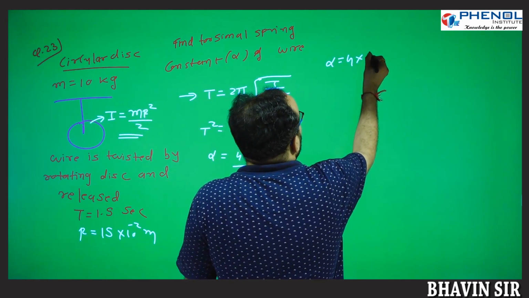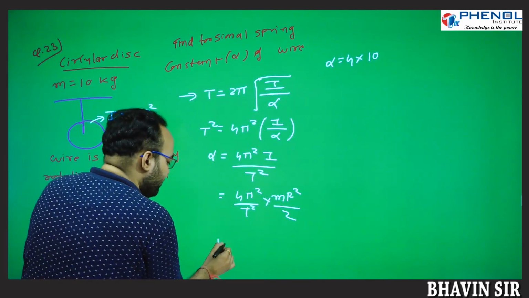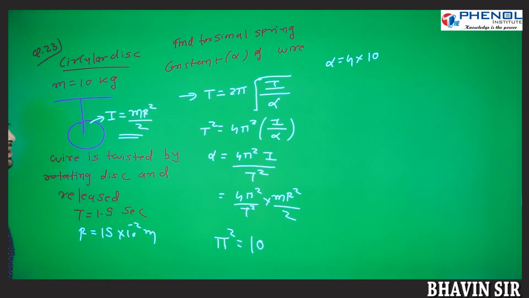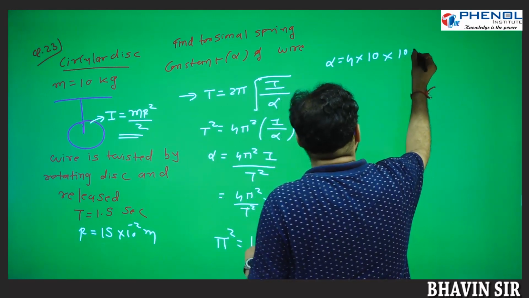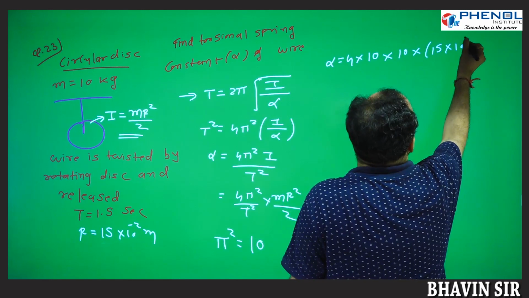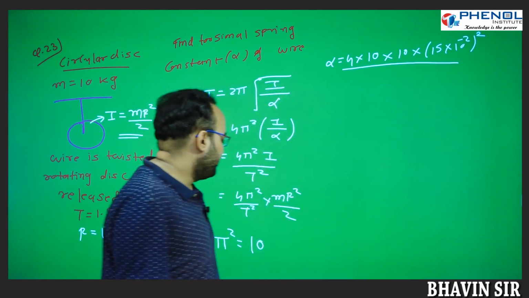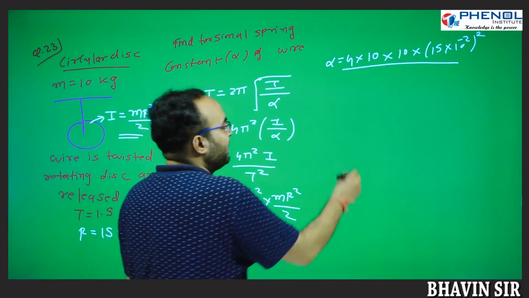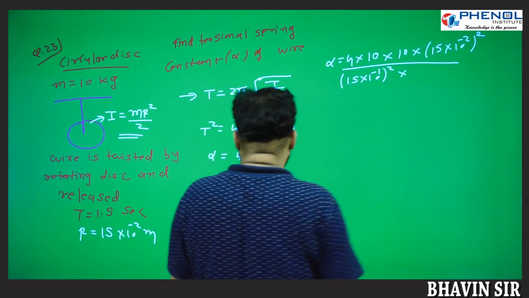What is the value of pi square? 10, right? Always remember, pi square is 10. Chalo, so multiply by the mass. What is the mass? 10 kg. What is the radius? 15 centimeter. And divide by the time period. What is the time period? 1.5 second, and T square is 1.5 squared. So we write 15 into 10 raised to minus 1.